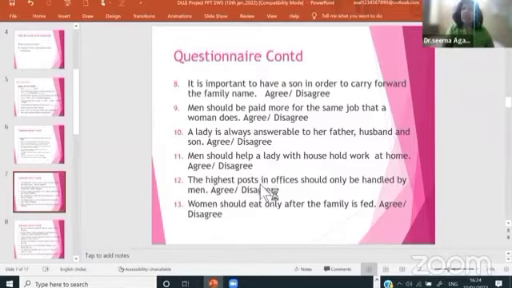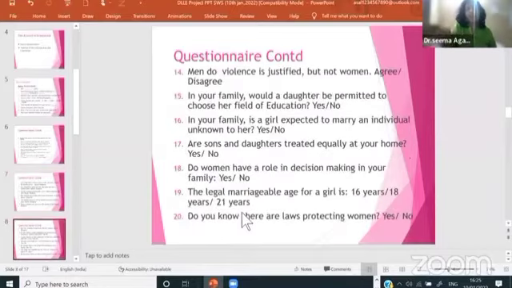11th one is men should help a lady with household work at home. Next question is the highest post in offices should only be handled by men. And question number 13 is women should eat only after the family is fed. Now, question number 14 is men's violence is justified, but not women's. Question number 15 is in the respondent's family, would a daughter be permitted to choose her field of education? Question number 16 is also for the respondent only. It is in the respondent's family, is a girl expected to marry an individual unknown to her?